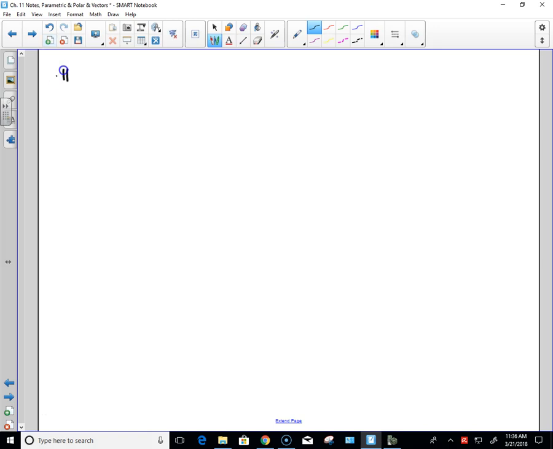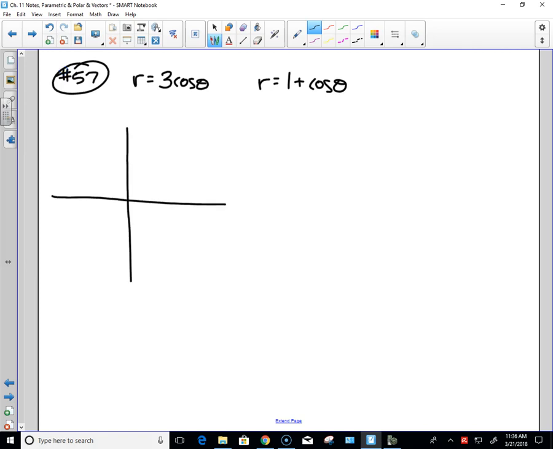That was 57. Jason, what was it? 3 cosine theta? Plus cosine. Oh, 1 plus. I was like, I missed the 1 somehow. Okay. Your 1 plus cosine will be at its largest to begin with, right? And then it dimples in and it goes back out. At pi over 2, it would be at 1, yeah?